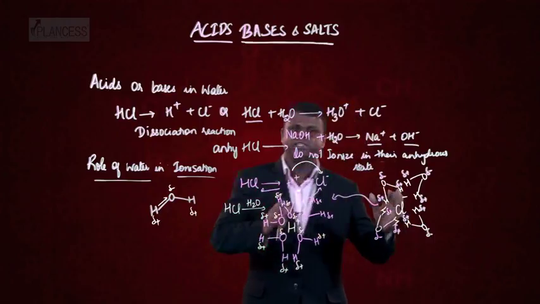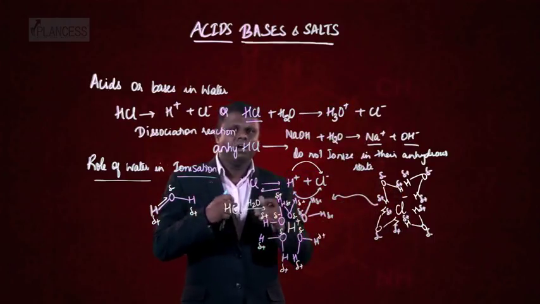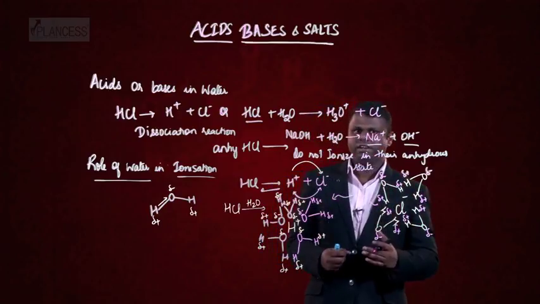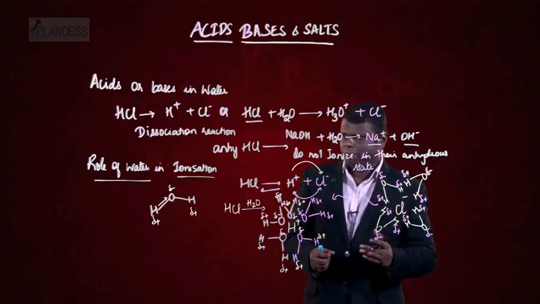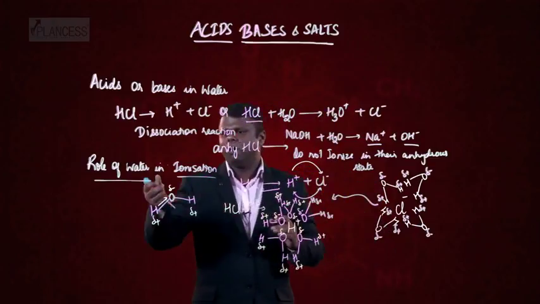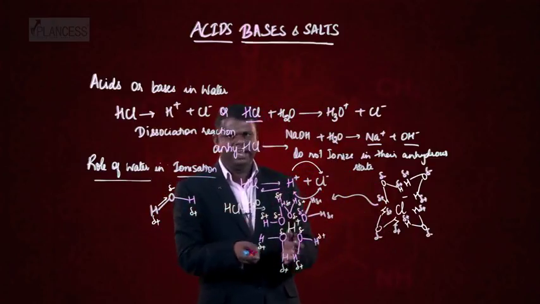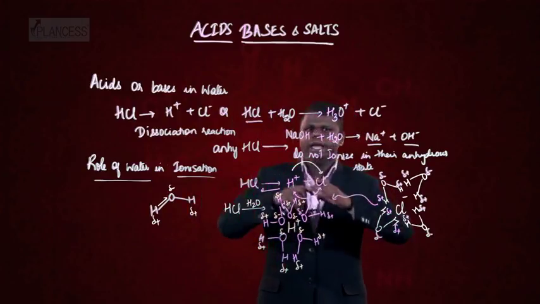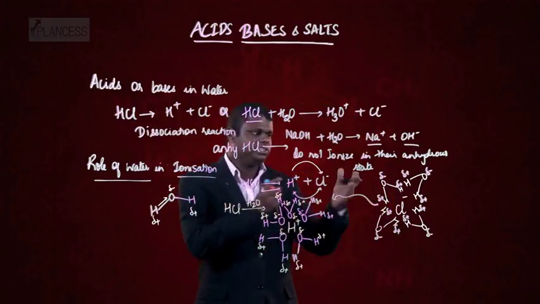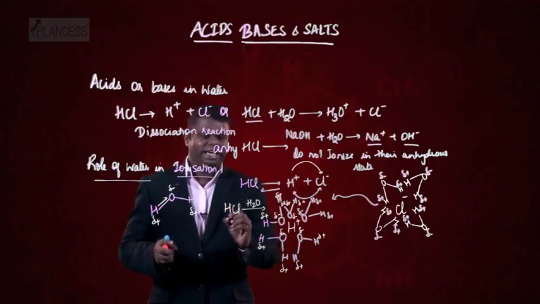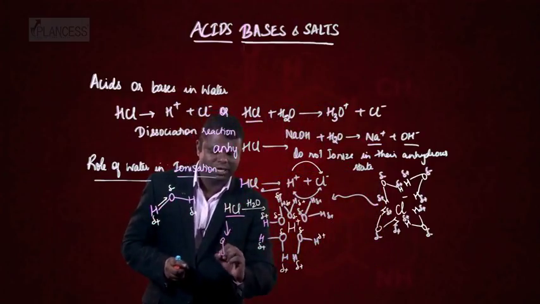So this is the basic reason why all acids do not show any conductivity in their anhydrous state. So this was about the role of water in ionization. The water molecules form an envelope around the H+ and Cl- ions, as a result of which the ionization of HCl goes to completion.